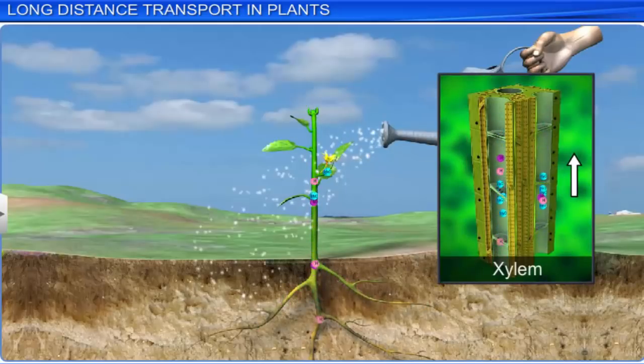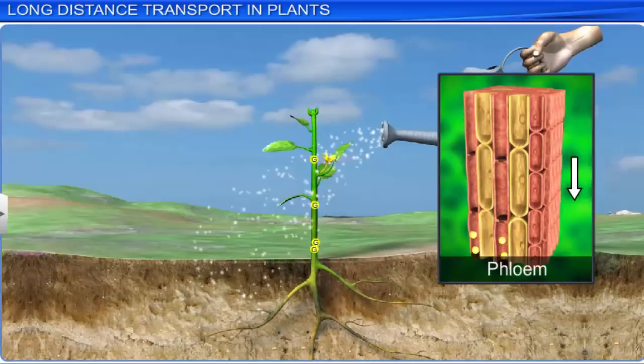Xylem transports water, minerals and hormones upwards from the plant's roots, while phloem transfers organic or inorganic solutes from the leaves to other parts of the plant.